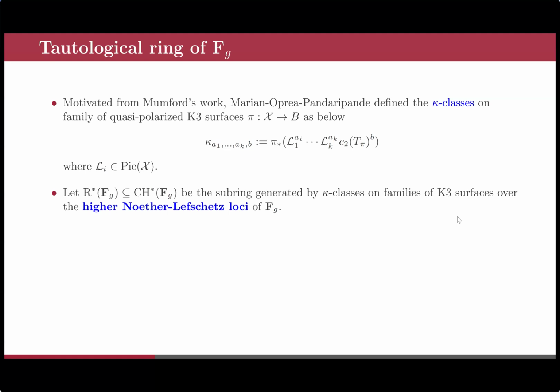So they use this way to define the tautological ring. This is called the tautological subring on F_g, the moduli space of K3 surfaces. Here, the Noether-Lefschetz loci we will explain later, and this is very natural. This is kind of the Hodge loci.